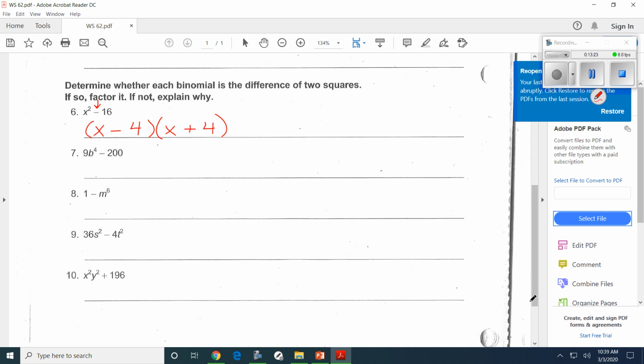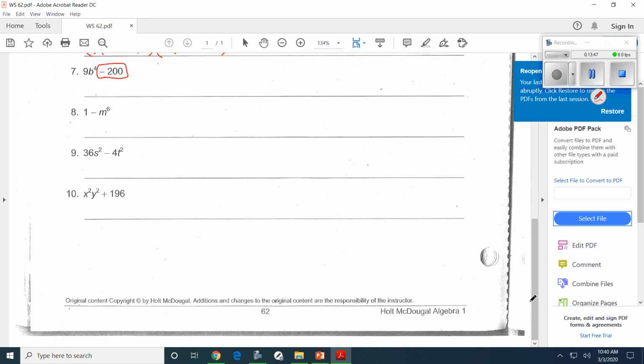If there is a number that's larger, and you're not sure if it's a perfect square, you can take your calculator and type in, what is the square root of 200? If there is a decimal involved, it is not a perfect square. You will find out here that the square root of 200 is not a whole number. It is a decimal, which means it's not a perfect square. So we cannot use it on that one. This is not the difference of two perfect squares.